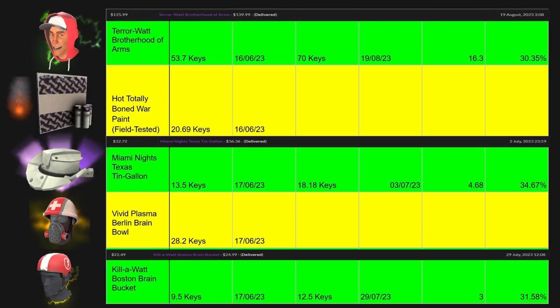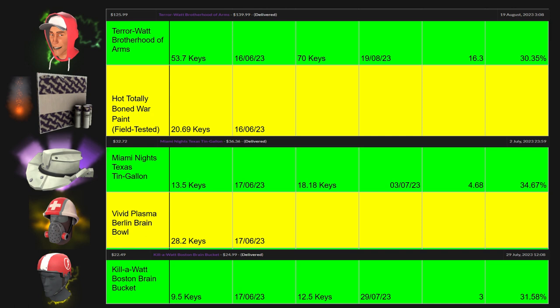Starting things off with the Terawatt Brotherhood of Arms. I think this is a very good unusual, even if it has inflated a little bit. A very average sale time and profit margin. Hot Totally Boned War Paint Field-Tested. I got this extremely cheap and it actually looks nice. I haven't sold it yet, but I think it can fetch a really good price if I stay patient or simply lower the price.